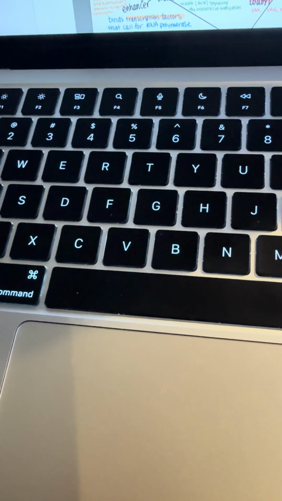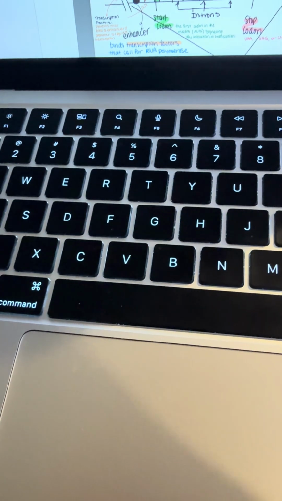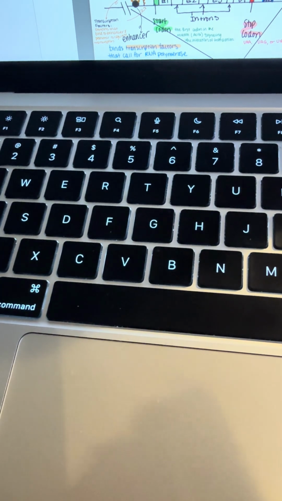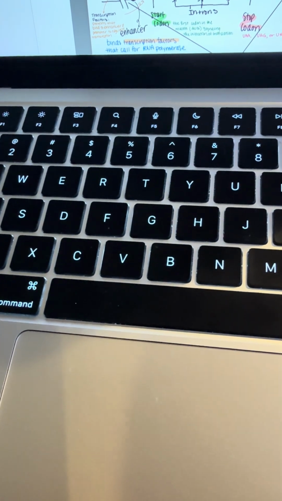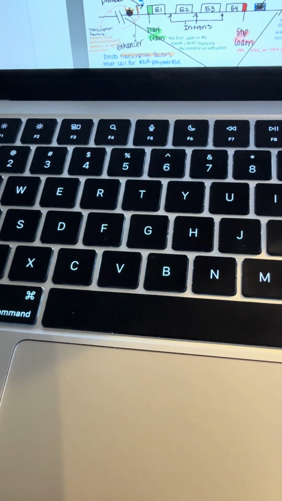Then there's going to be another arrow. On top of that arrow, it's going to say translation. Under the arrow, it's going to say ribosome. Next is going to say proteins. And underneath, you're going to say 20 amino acids.